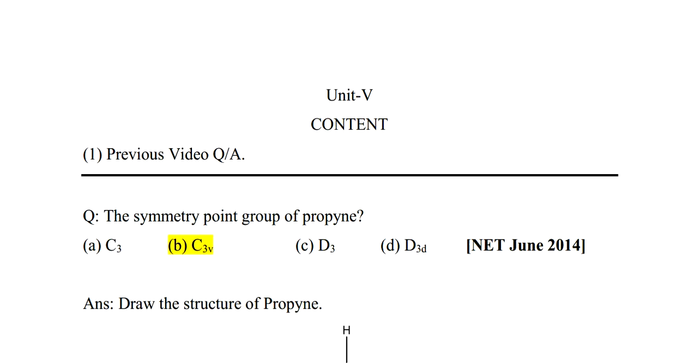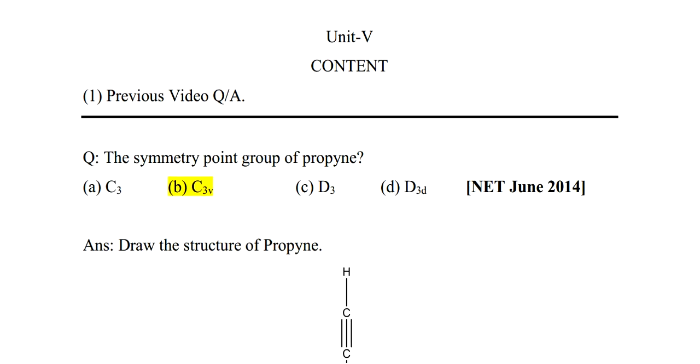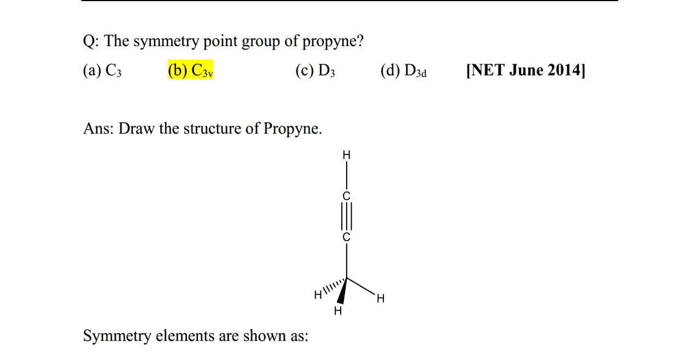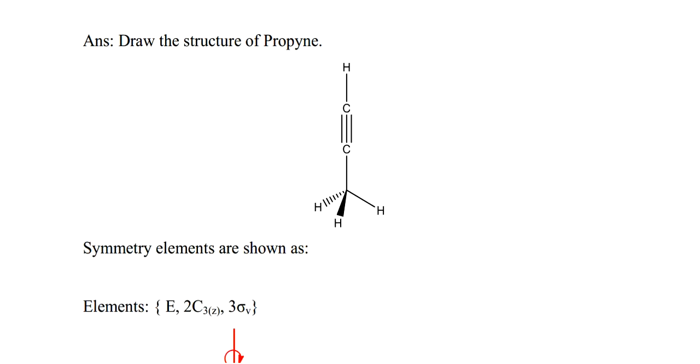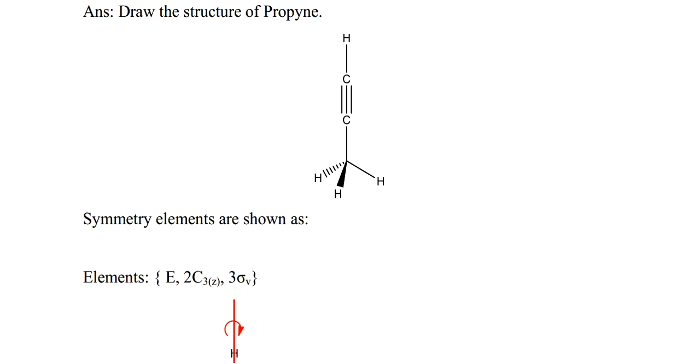My name is Chandan. In the last video, I gave the first question: the symmetry point group of propyne. Can you draw the structure of propyne? Yes, you can do it by yourself. If you have done it, please check it out. So this is the structure of propyne, you can see here. And what are the symmetry elements present in this molecule? Can you identify them? Yes, you can do it. We have already discussed how to identify symmetry elements. Okay, so let's see.